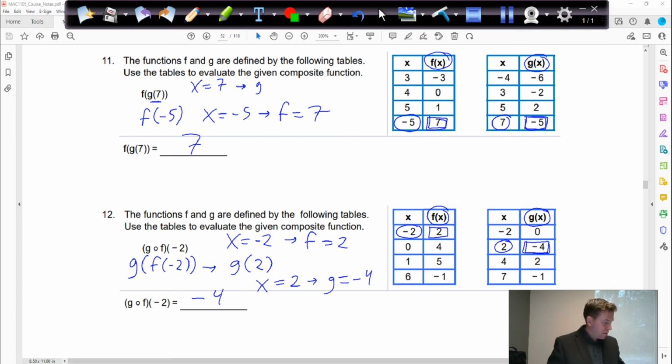And that would complete section 2.7, and that is all we're going to cover from chapter 2.